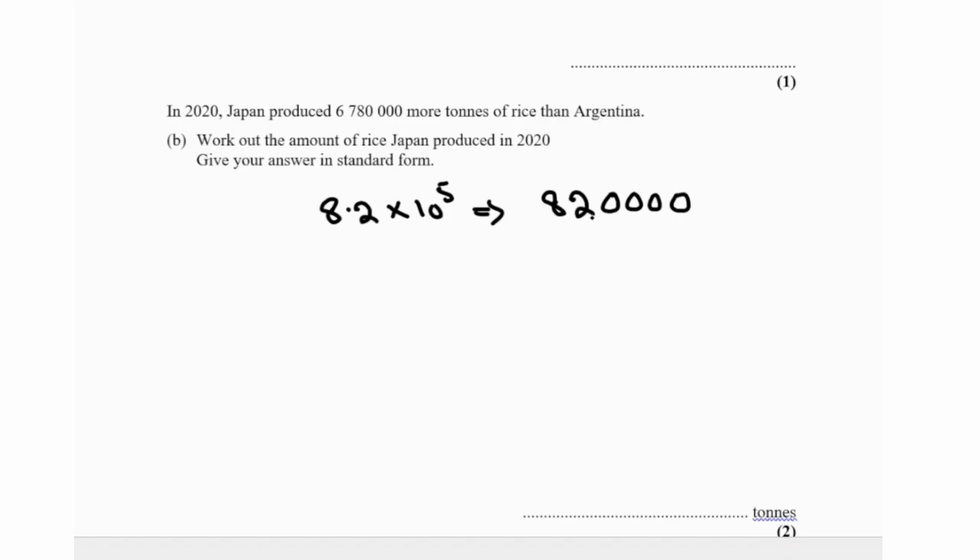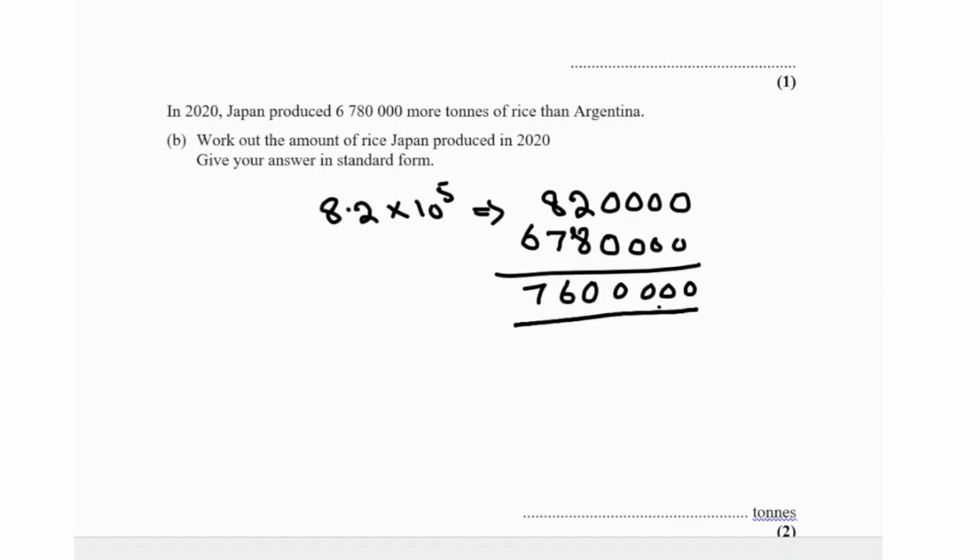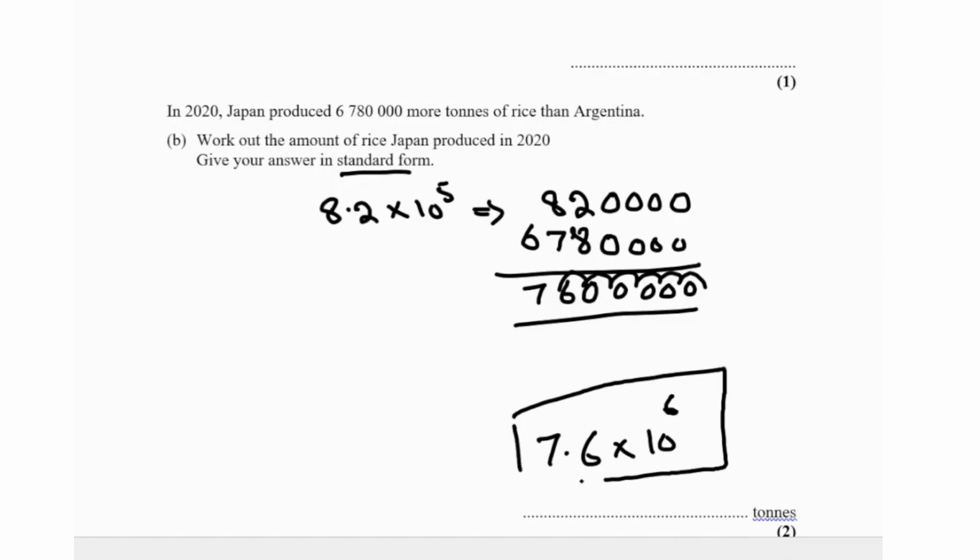And the next value is 6,780,000. If we add them up, we will get 7,600,000. So the question says give your answer in standard form. If you write down the standard form, you need to count the decimals. 1, 2, 3, 4, 5, 6. You're going to write down 7.6 times 10 to the power of 6, because we move 6 decimal places. So our final answer is 7.6 times 10 to the power of 6.